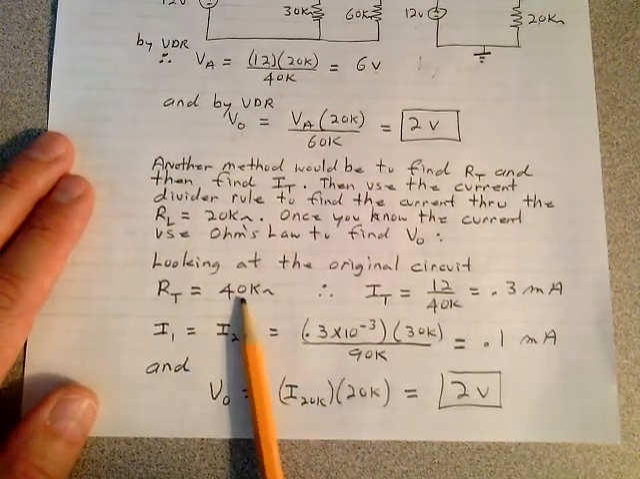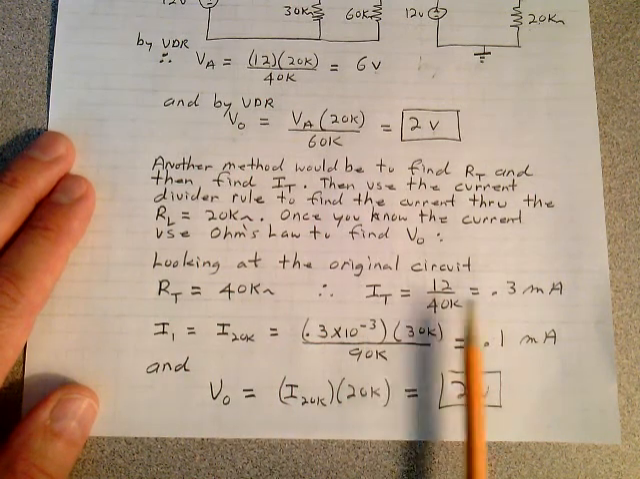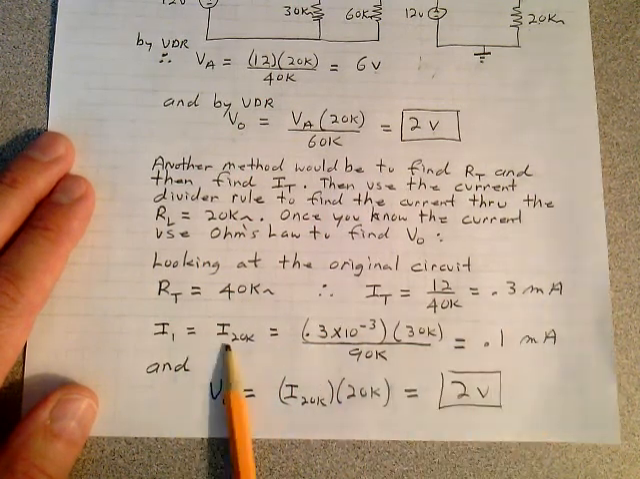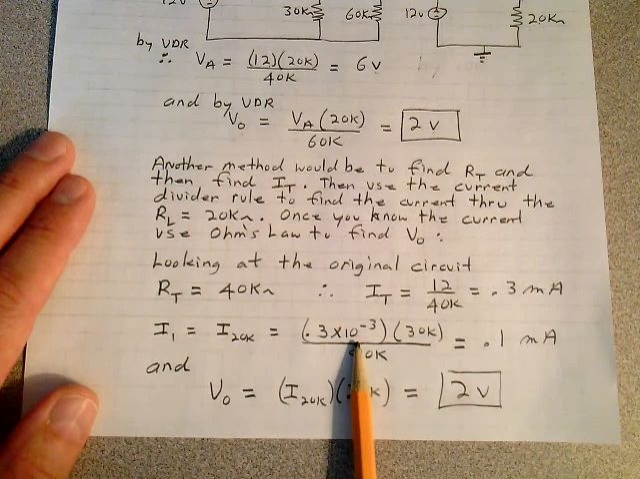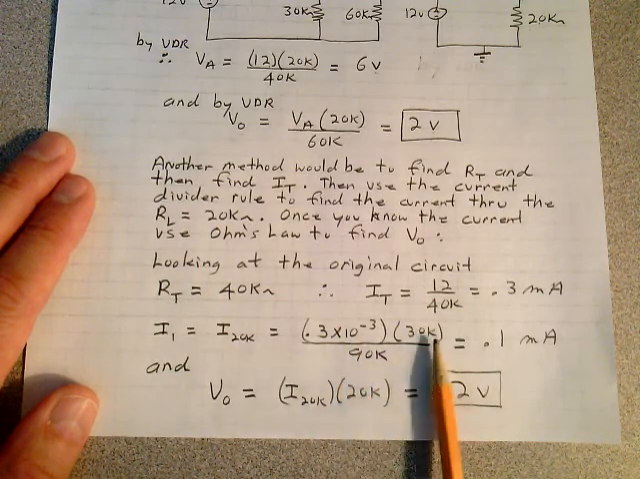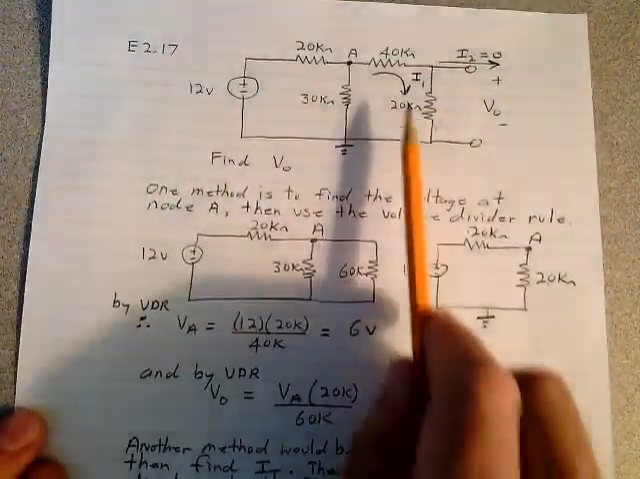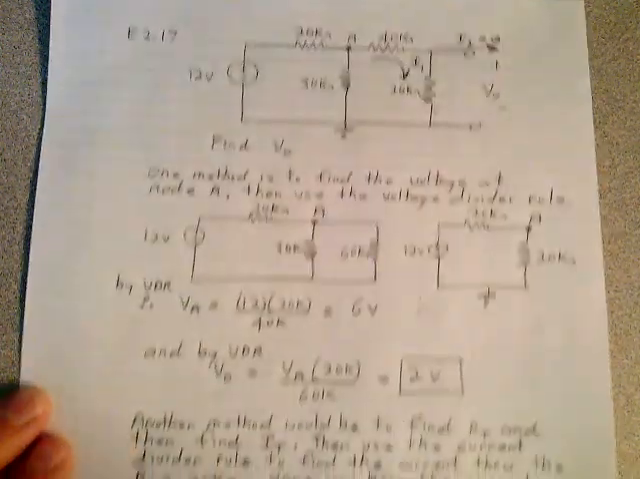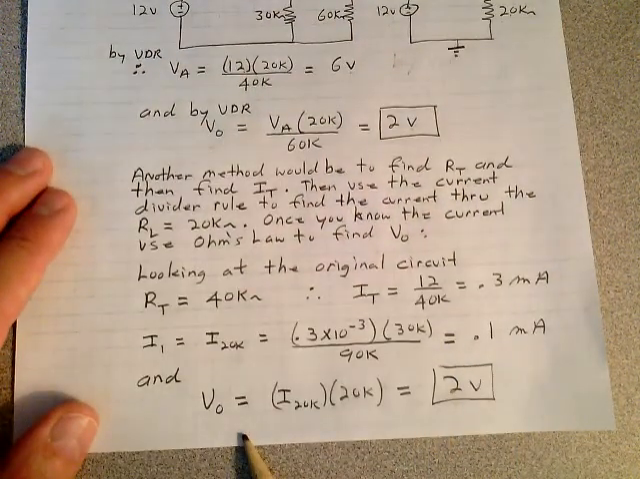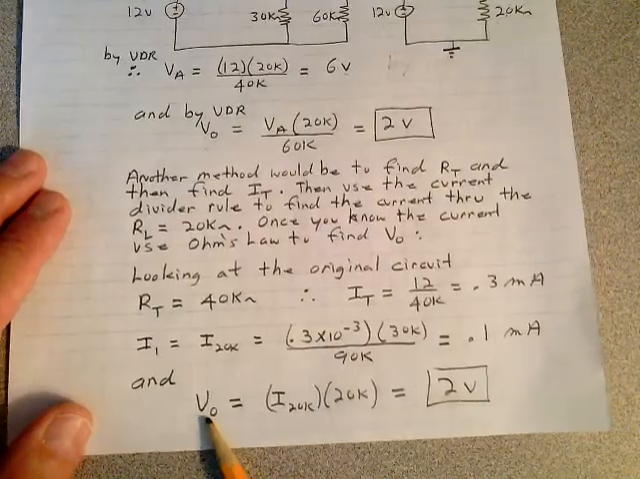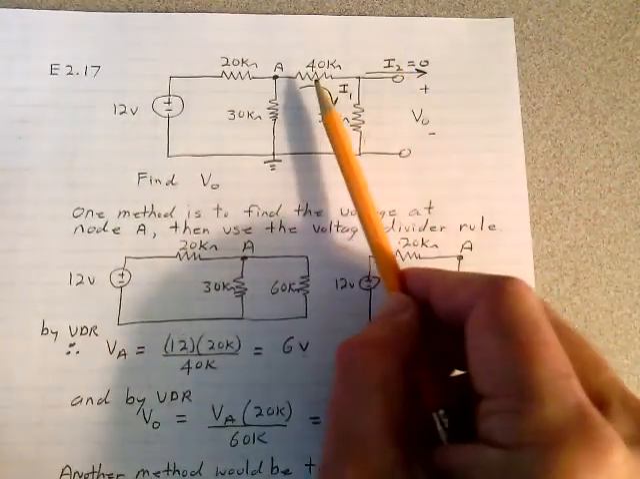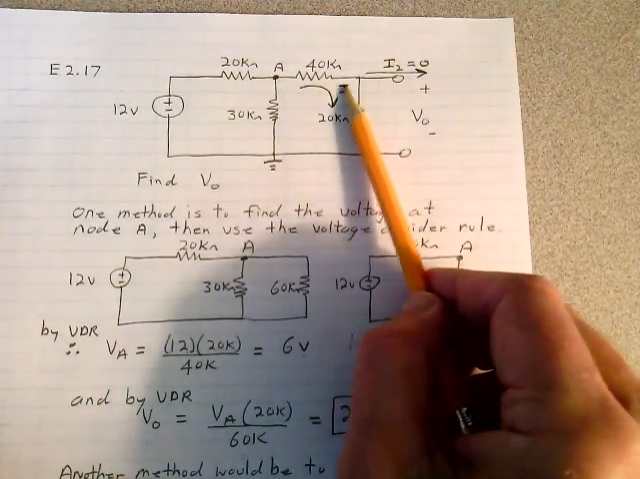You find the total equivalent resistance of the circuit. Then you find the total current, 0.3 milliamps. Then use the current divider rule. That current divider rule is going to give you what I labeled I1 up here. It's the current coming out this way. That's 0.1 milliamps.